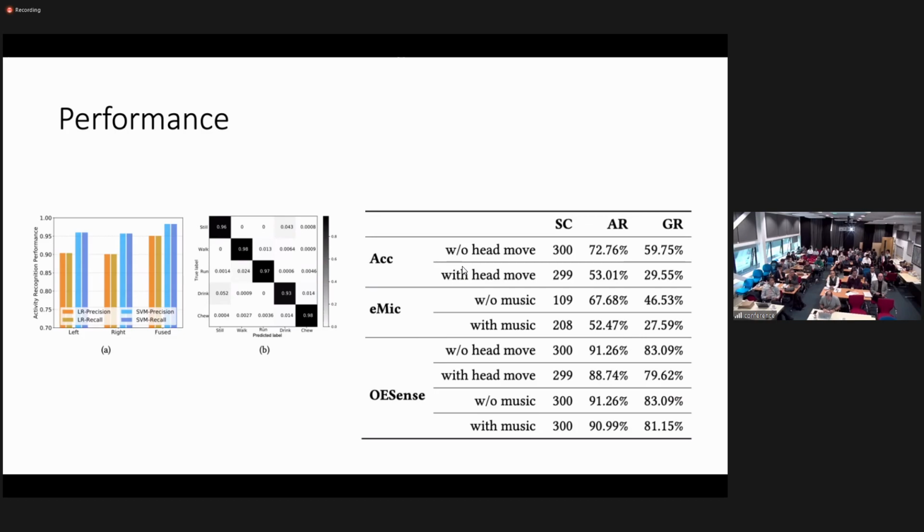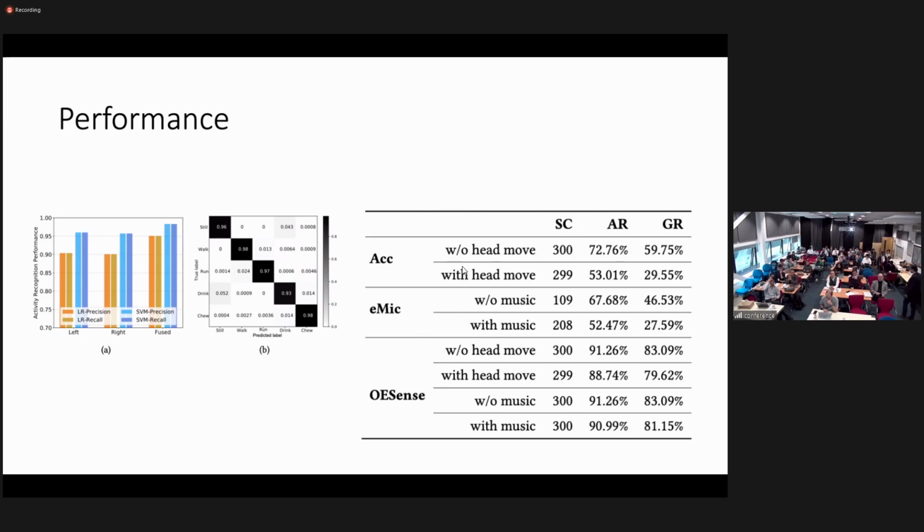So left, right earbud, fused earbud. All you see is that these go higher. So when you have two channels, when you use left and right, our classification of the task, and the orange and the blue are just two different classifiers, they get better. So that's expected. You have two channels. So let's use them.